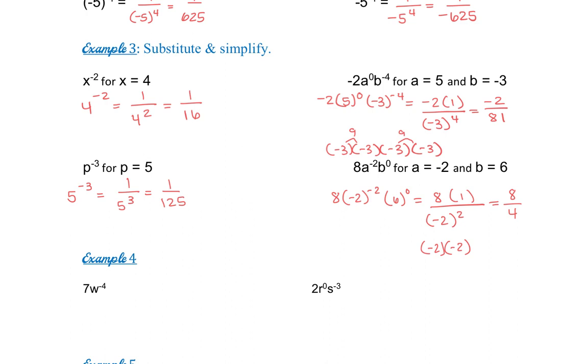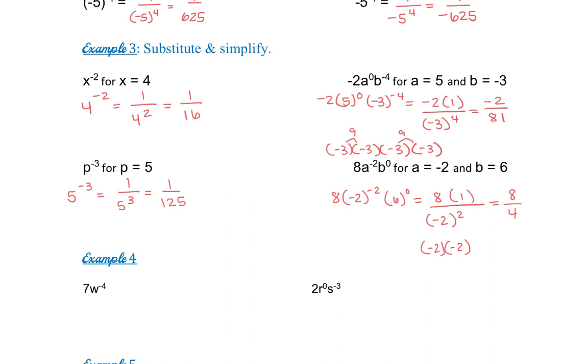5 to the power of negative 3. Remember, we want to make that negative 3 positive, so we move it down to the denominator. So we get 1 over 5 to the power of 3. 5 to the power of 3 is 125, so we get 1 over 125.